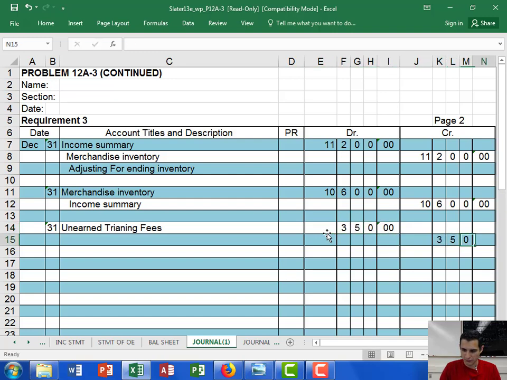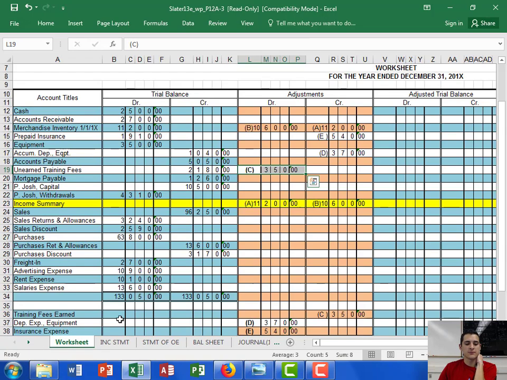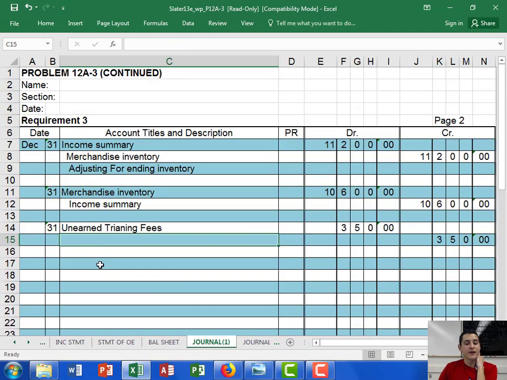For every debit there's an equal credit. So then you're going to credit your training fees earned because you basically earned that amount. Like you've earned it. It's yours now. Training fees earned. That is your money.